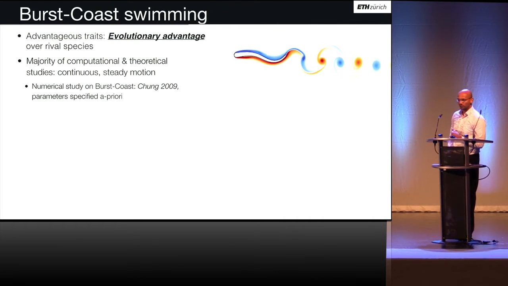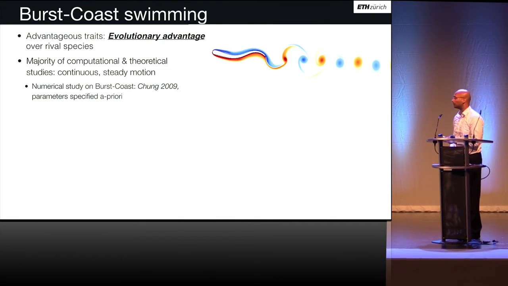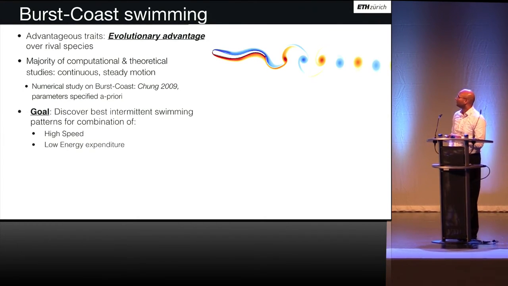Unfortunately, most studies, both theoretical and computational, of swimming have considered steady motion, as shown here. There have been a few studies looking at intermittent swimming, both theoretical and numerical. One numerical case is mentioned here, but they have some limitations. In this case, the burst-coast motion was specified a priori. Our goal today will be to see if we can discover the best way of swimming intermittently with two goals in mind. We are after high speed, and we are also after minimizing our energy expenditure.